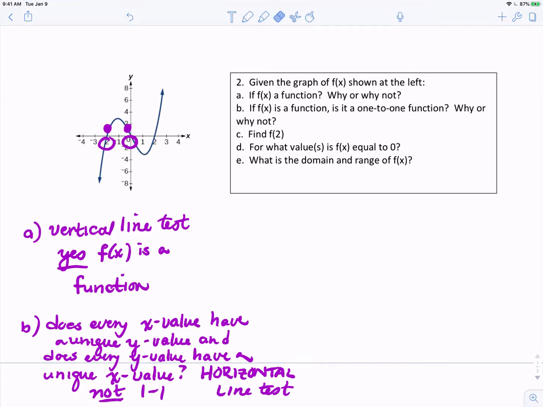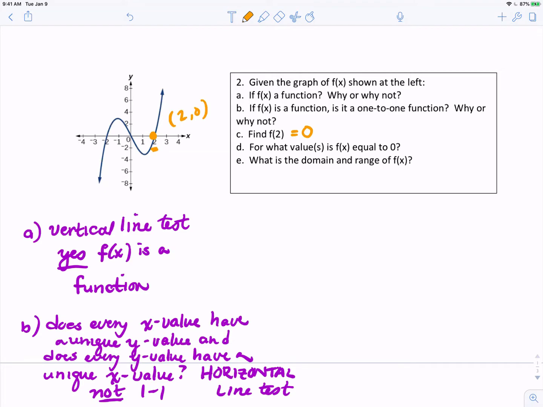All right, our next question, find f of 2. So to find f of 2, what this is asking us is, if we look at the graph and we look at x coordinate of 2, what's the y coordinate? So we see that this graph goes through 2, 0. So f of 2 is 0.